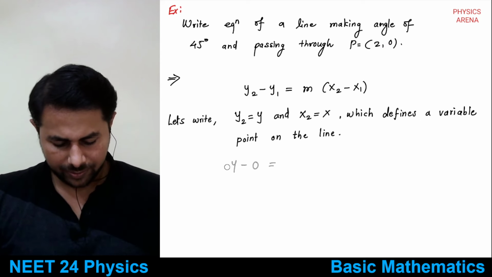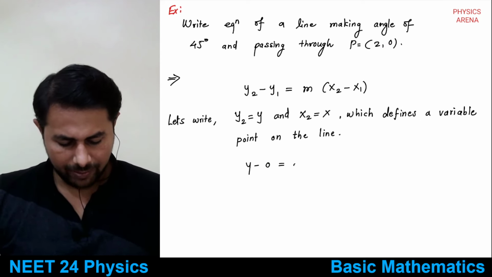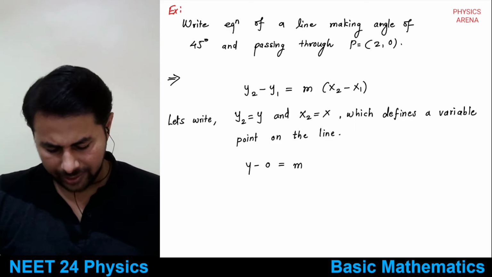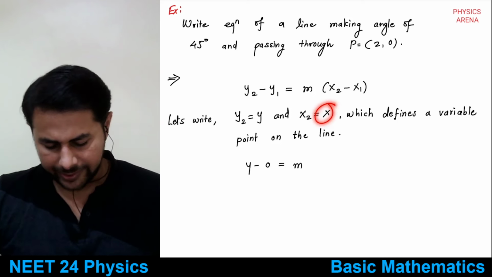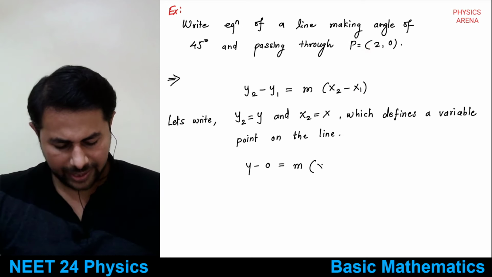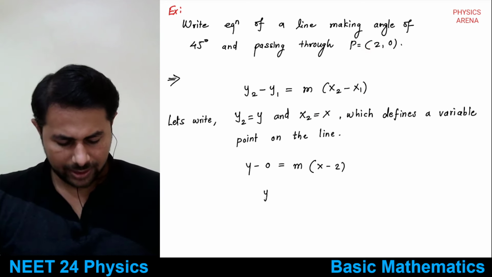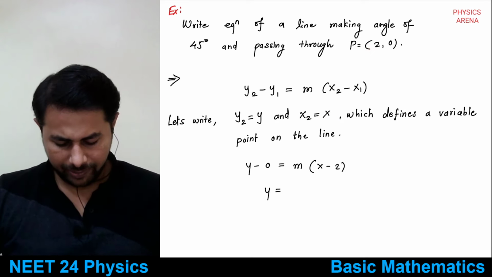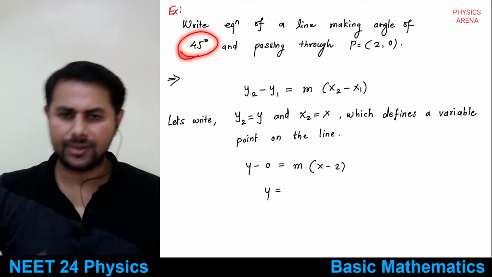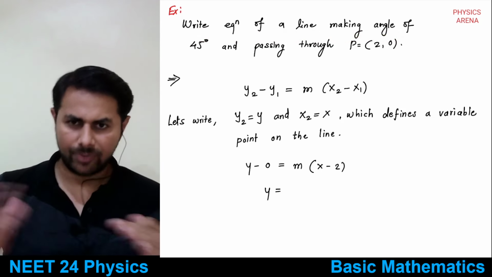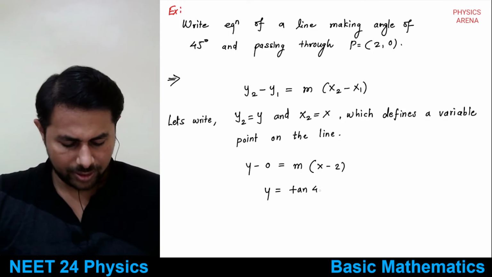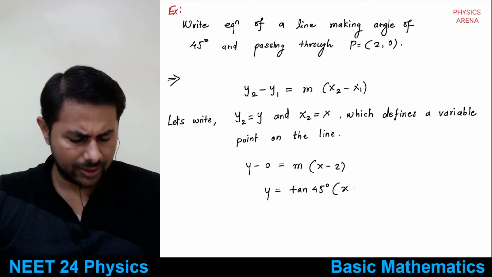That's equal to m multiplied by x2, which is x, minus x1, and x1 is equal to 2. So m multiplied by x minus 2. So y is equal to, what's m? The question says that the line makes an angle of 45 degrees with the x-axis. So the slope is tan of 45, then you have x minus 2.